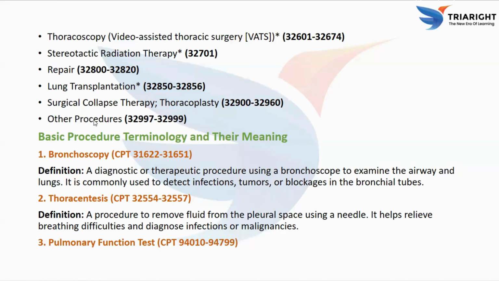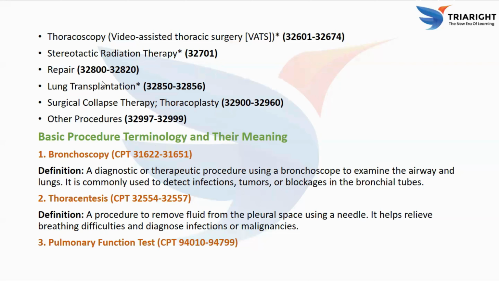And the next subsection is stereotactic radiation therapy. What is it? It's a highly focused radiation therapy. It is used mainly for lung tumors in patients who are not surgical candidates. The key point is this is not a surgery. It's an extremely precise and high dose radiation. These are often confused with oncology codes. Location always matters within stereotactic radiation therapy. And the code is 32701.